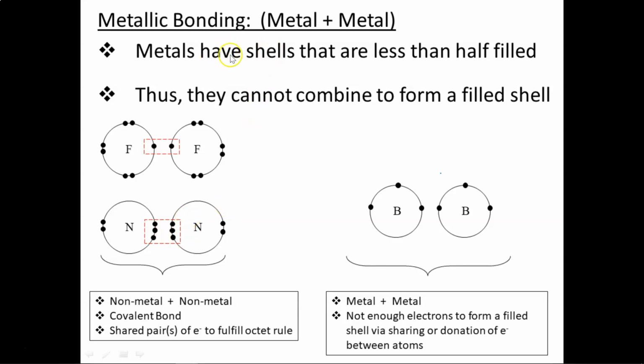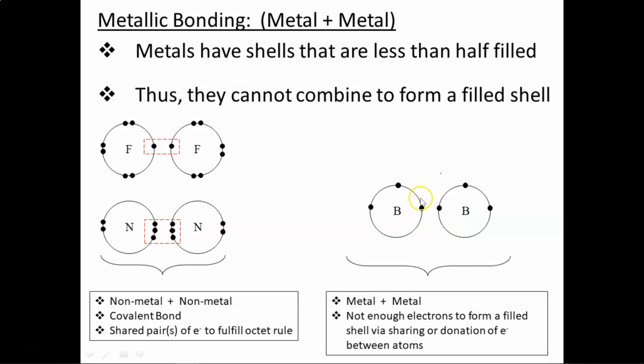But metals tend to have shells that are less than half filled, so that means they have 3 or fewer electrons in their valence shell. As such, they have a difficult time combining to form a filled octet structure. So for instance, boron has a maximum of 3 electrons each, so even if you had a triple bond, you'd still only get 6 electrons. You could not fulfill that octet structure.